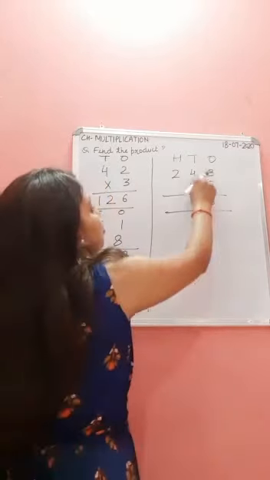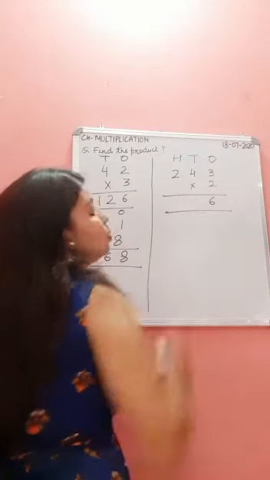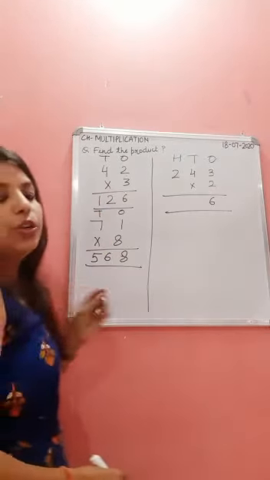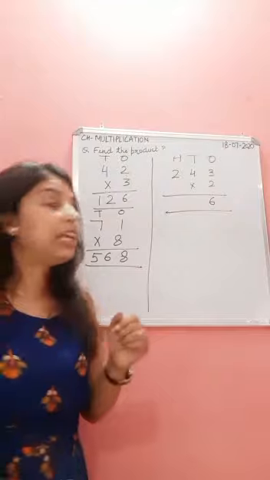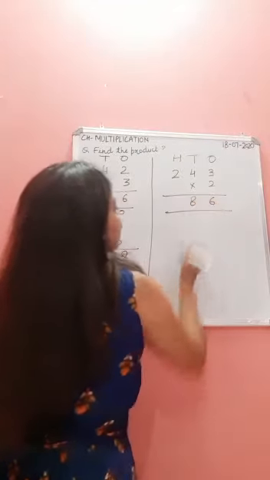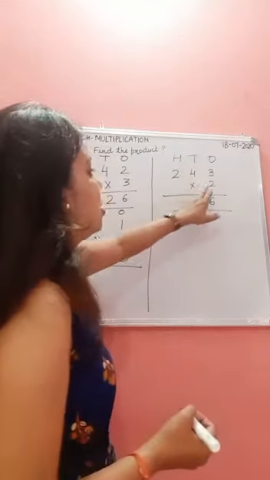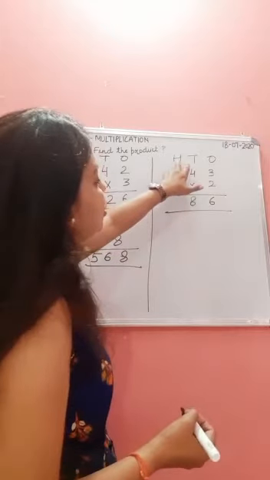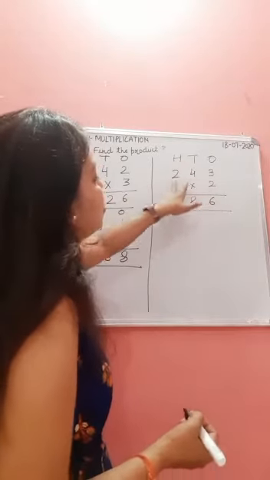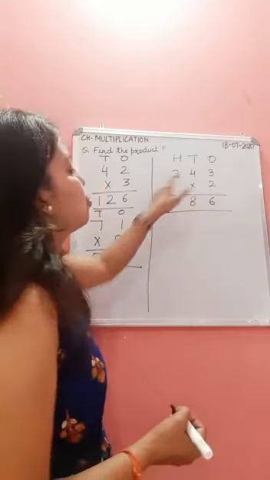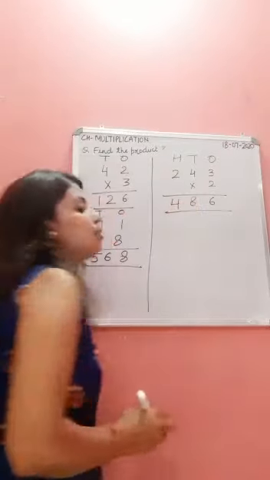Okay, so 2 1 is 2, 2 2s are 4, 2 3s are 6, 2 4s are 8, so write 8 here on the tens position. Now 2 is on the hundreds position, so the multiplication of these two digits will be written here. So 2 1 is 2, 2 2s are 4, so this is your sum.